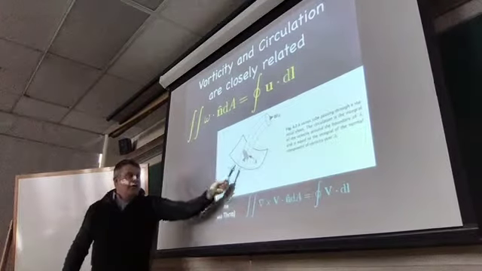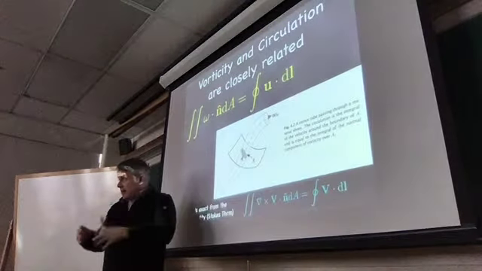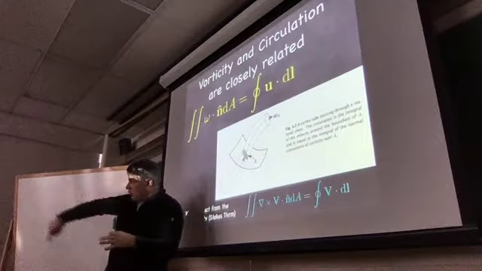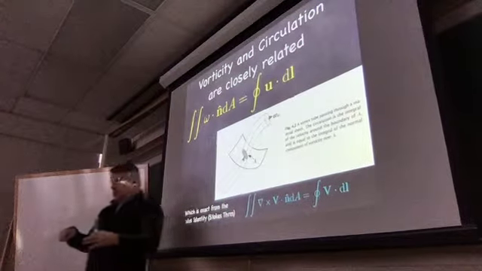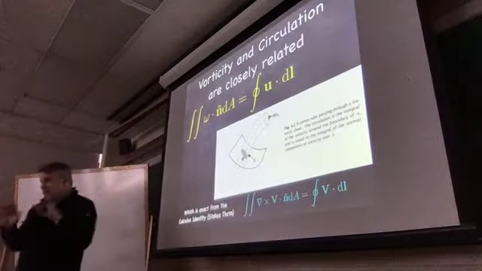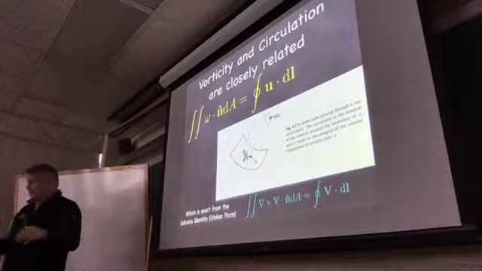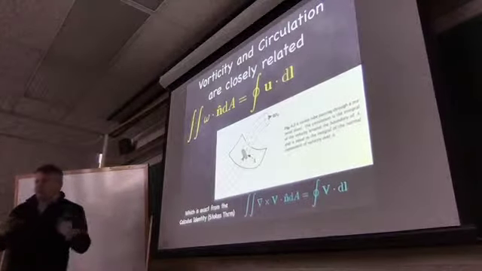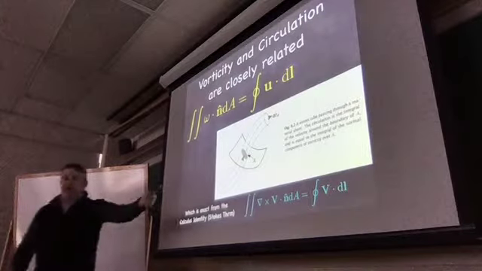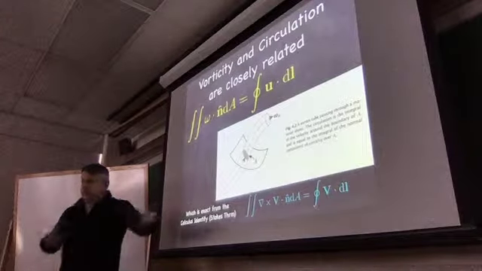So it's the amount of vorticity inside that area that controls the circulation. Okay? And this isn't like a force balance or anything. This is just calculus. It's the definition of vorticity being the curl that gives you this relationship to the circulation.